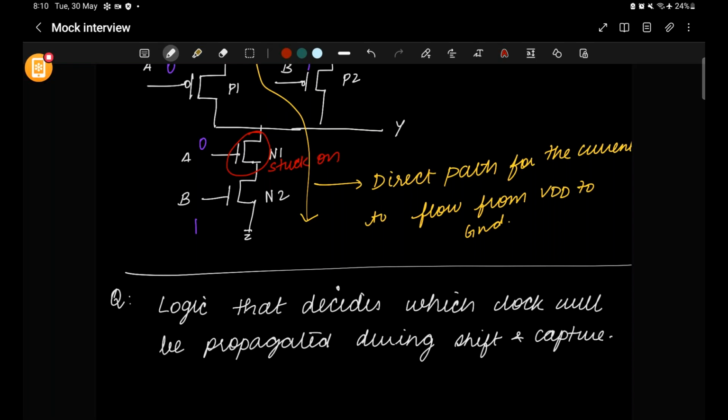Yeah, ma'am. Logic 1 decides shift and logic 0 decides capture, I think. Is it right, ma'am? No, the circuit. Which circuit? Explain the circuit that decides which clock will be propagated during shift and which clock will be propagated during capture.